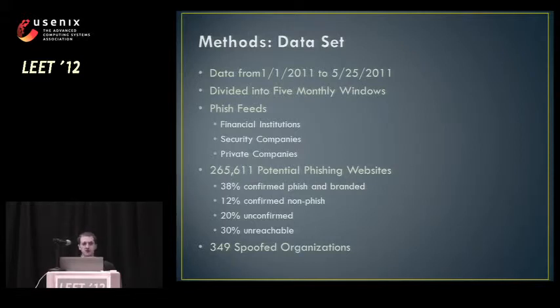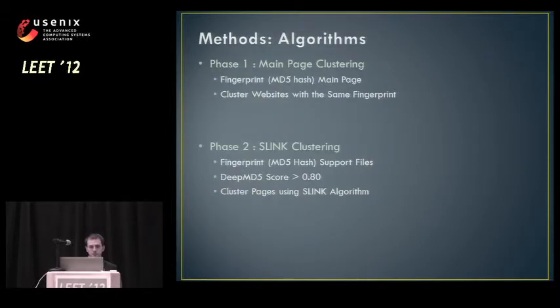And our volunteer group that actually goes in and sits in a lab and thumbs through these pages one at a time, we had 12% that we were able to confirm were non-phish. There were 20% that we were just not able to get to because our volume is so large. And we had 30% that were unreachable. These most likely occurred because they were at one time phish, but by the time we were able to receive the data from the various feeds and process it and take a look at it, they were already down. In this 265,000 potential phish, we were able to identify 349 different organizations that were spoofed or had phishing sites trying to imitate them.